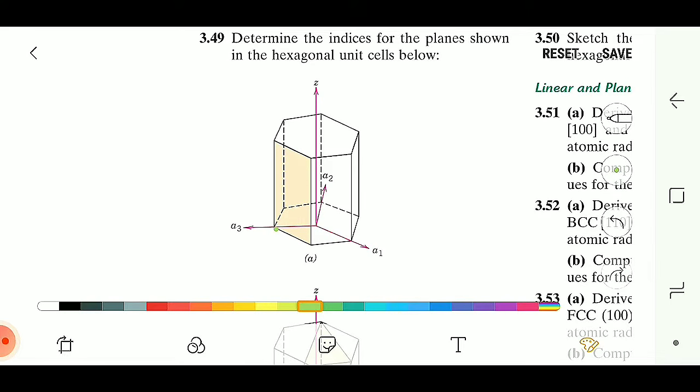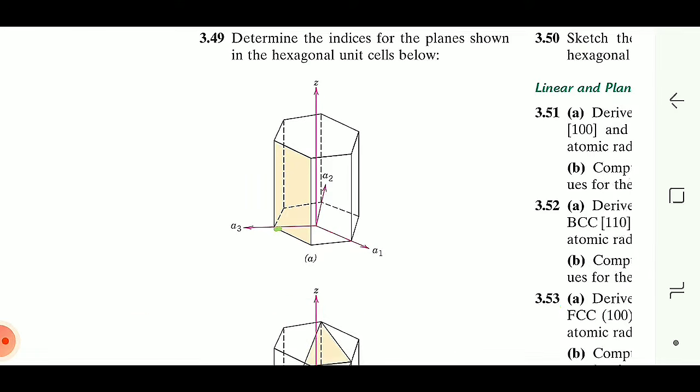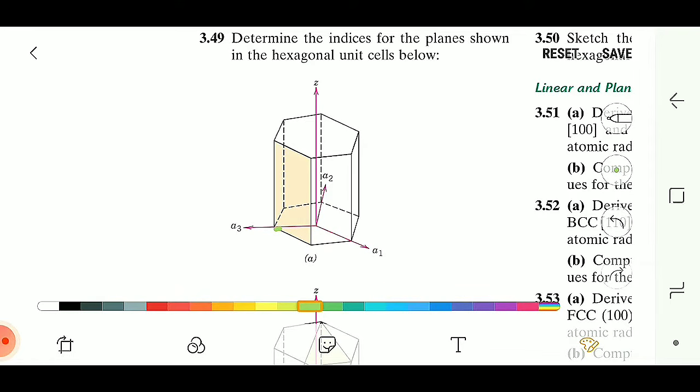Now you can see that the plane is intersecting A3 right at the corner of the unit cell. If the plane is intersecting at the corner of the unit cell, then that numerical value will be taken as 1. So the intercept will be taken as 1. If it is intersecting right at the middle, for example here, then we will take the intercept to be 1 by 2.